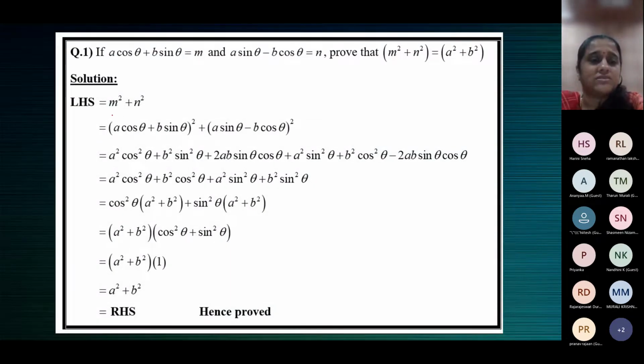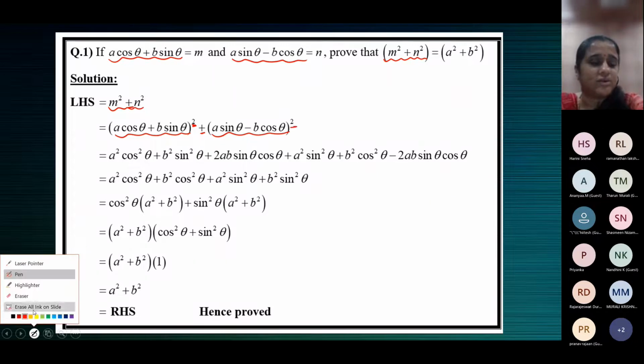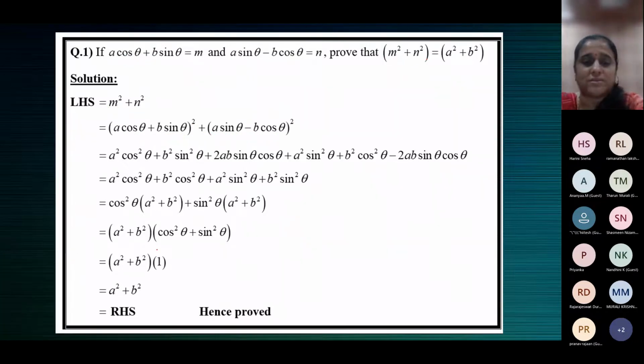So the LHS, the left-hand side, is M square plus N square. So what is M? This one, this is M. So you can see M is substituted here, square, plus N, this is N, square. That's the first step. Substituting the expressions for M and N is the first step.